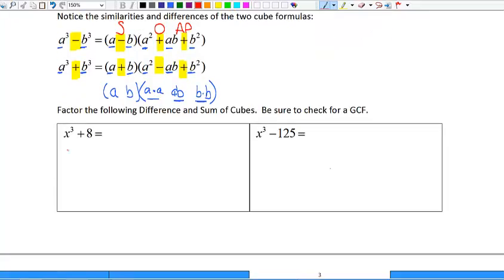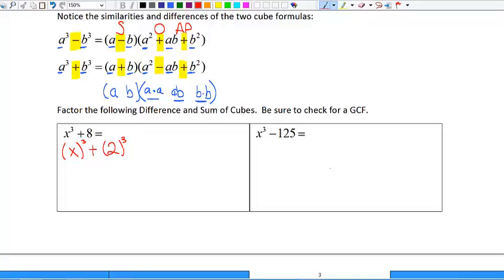On this first problem, we have x cubed plus 8. Well, I want to first identify what's being cubed on each one of these. Clearly on the first term, x is being cubed. It clearly says x cubed. But how can I rewrite 8 as a perfect cube? Well, if you look up in the list we just wrote, we know that 2 cubed is 8.